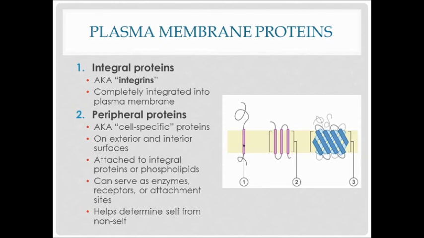Peripheral proteins are known as cell-specific proteins. They're found on either the exterior or the interior surface. There will be multiple peripheral proteins on a plasma membrane, where some will be interior, some will be exterior, depending on their functions. They can also be attached to integral proteins or phospholipids. They also serve as enzymes, could determine self from non-self, or attachment sites for certain molecules. They are not as integral as integral proteins are, in the sense that you could remove peripheral proteins without them damaging the plasma membrane itself.